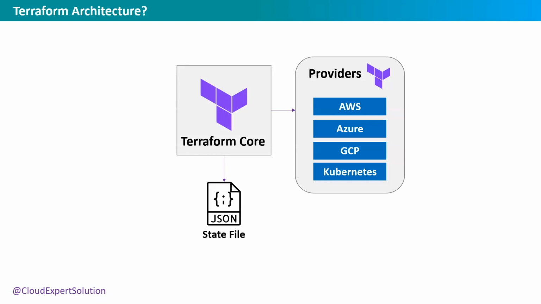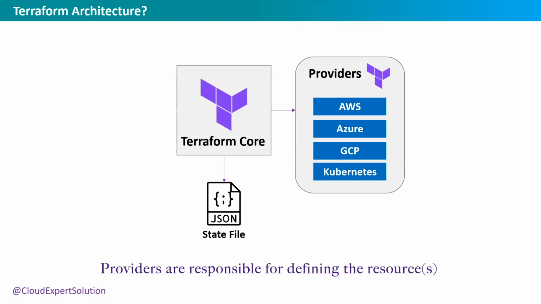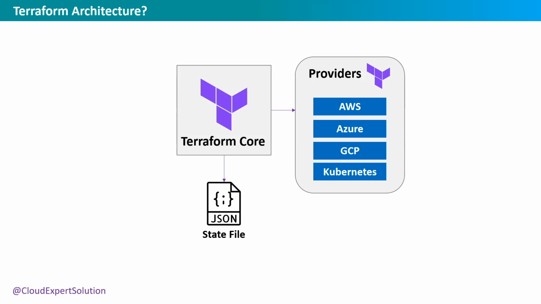And then the next component is the provider. Now, providers enable Terraform to communicate with a diverse range of services and resources like AWS, Azure, GCP, or other providers. Each provider is responsible for defining the resources that Terraform can manage within a particular service and translating the Terraform configurations into API calls specific to that service.